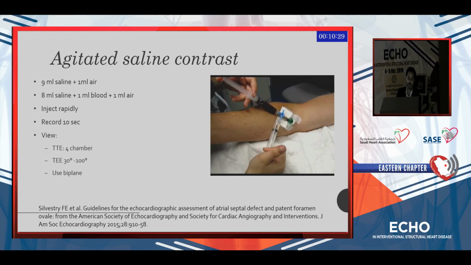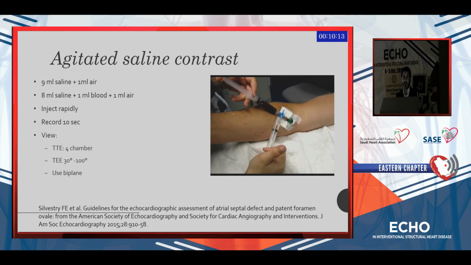Agitated saline contrast is very important. Almost you cannot diagnose without it. So either you mix 9 ml of saline with 1 ml of air, or 8 ml of saline and 1 ml of blood to make agitation even better, and 1 ml of air.